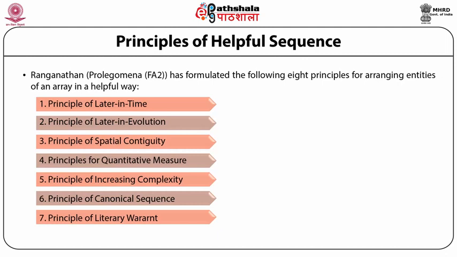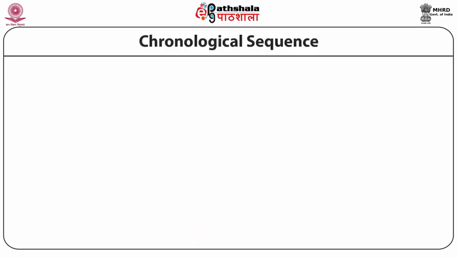popularity or literary warrant. And lastly, principle of alphabetical sequence. The entities may be arranged alphabetically by name. And please note, this is the last resort because Ranganathan never considered alphabetical arrangement as a classified one. Now let us take each principle one by one.